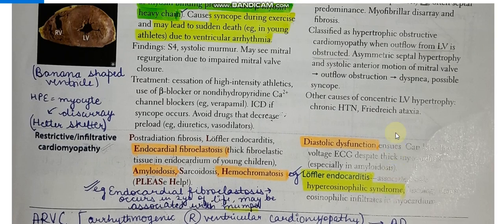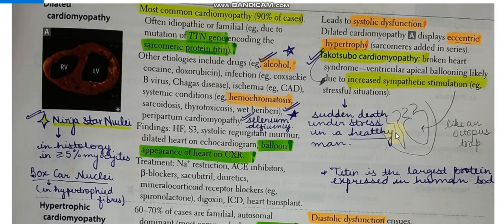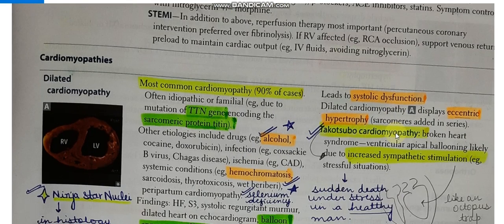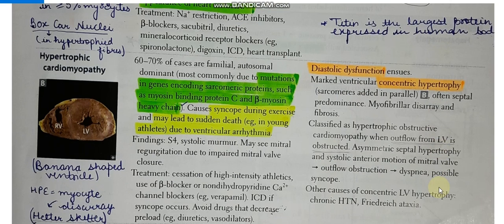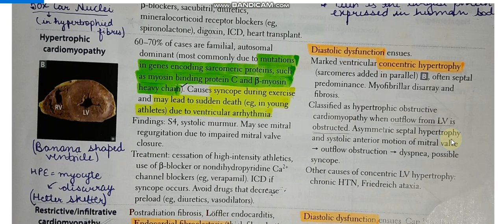That's it. So the thing you need to remember mainly is the dilated and the restrictive. Dilated, you need to remember the titin gene. The titin gene, it is the most common cardiomyopathy. It has a ninja star and the boxcar nuclei. If the hypertrophied fibers are there, then we have the Takotsubo cardiomyopathy. The second thing is the hypertrophic cardiomyopathy, in which we have the banana shaped ventricle and myocyte disarray, and the protein involved is the beta myosin heavy chain. And it is a diastolic dysfunction.